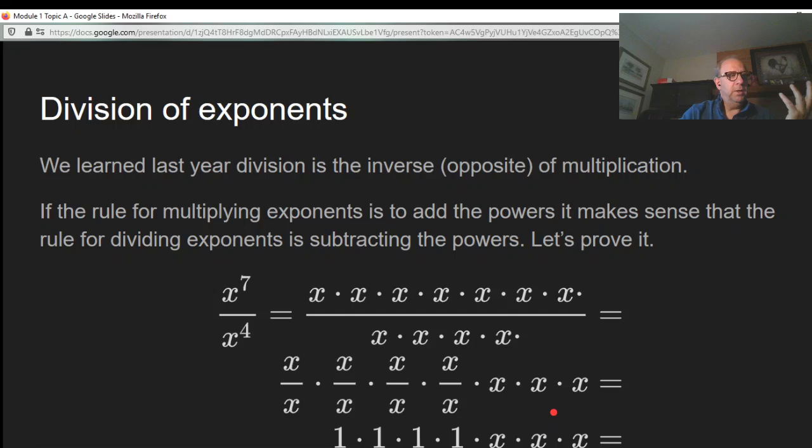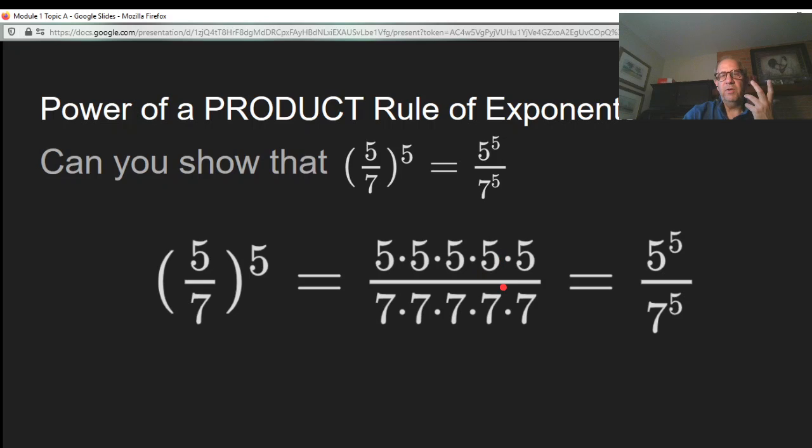The product rule: if I have a fraction raised to a power, or if I'm multiplying or dividing raised to a power, then each individual term inside there gets raised to the power. So if we look at this, 5 over 7 to the 5th power is 5 over 7 times 5 over 7 times 5 over 7 times 5 over 7 times 5 over 7. So I can rewrite 5 times 5 times 5 times 5 times 5 as 5 to the 5th, and 7 times 7 times 7 times 7 times 7 as 7 to the 5th. So numbers in exponential form raised to a power.